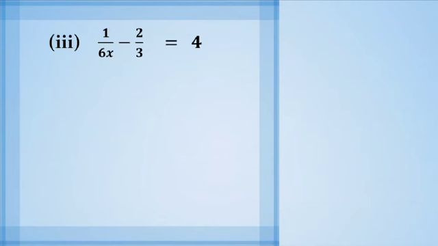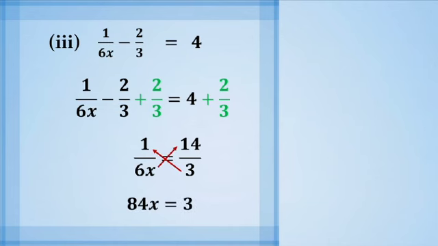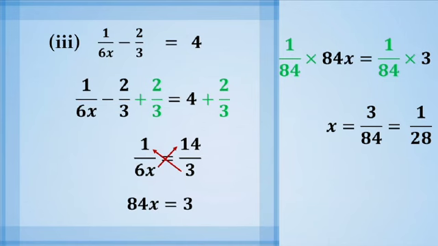Third part. So here we have two terms on the left hand side. So what I have done is I have added the additive inverse of minus 2/3 to both sides of the equation. So I get 1 over 6x equal to 14 over 3. Cross multiplying, I get 84x equal to 3. I multiply by the multiplicative inverse, and I get x equal to 1 over 28.